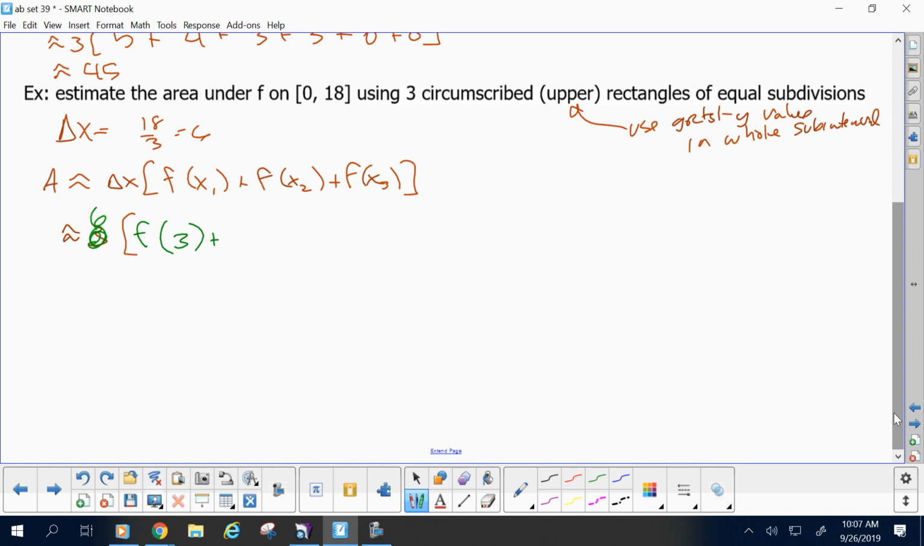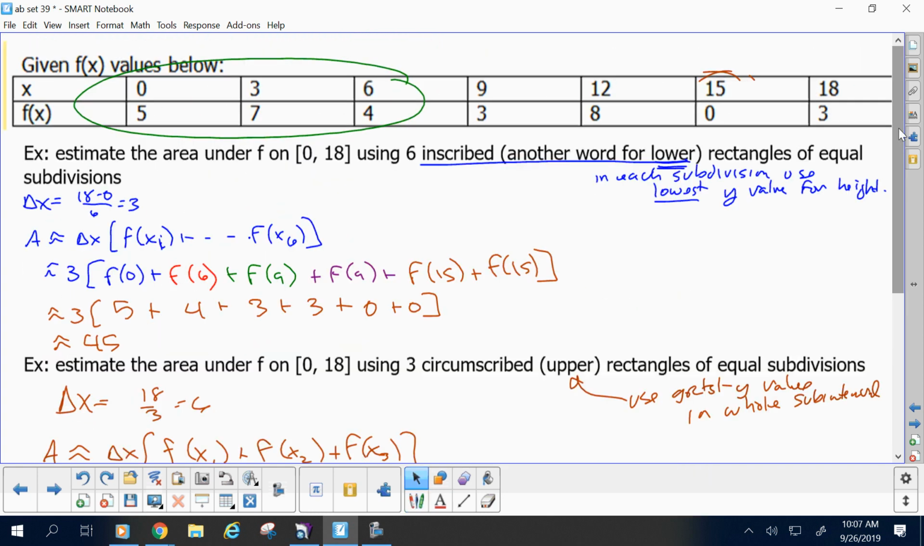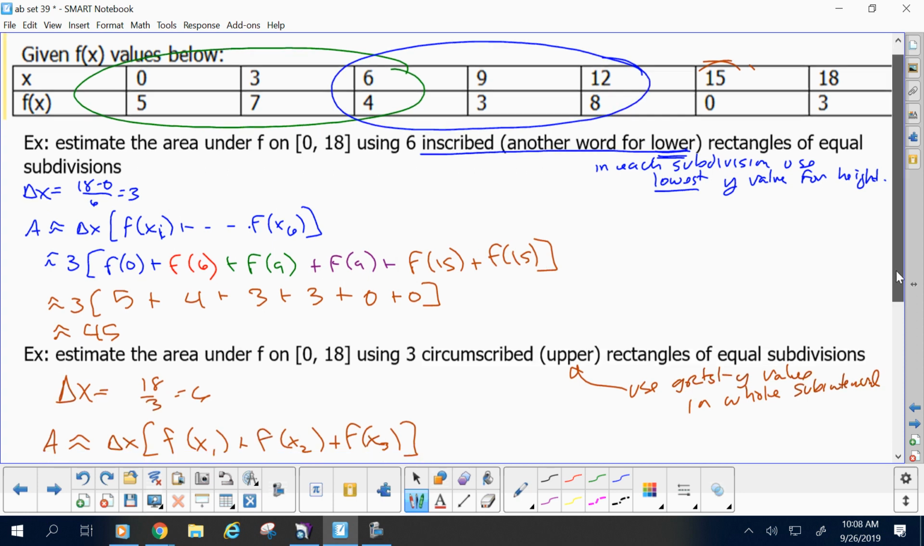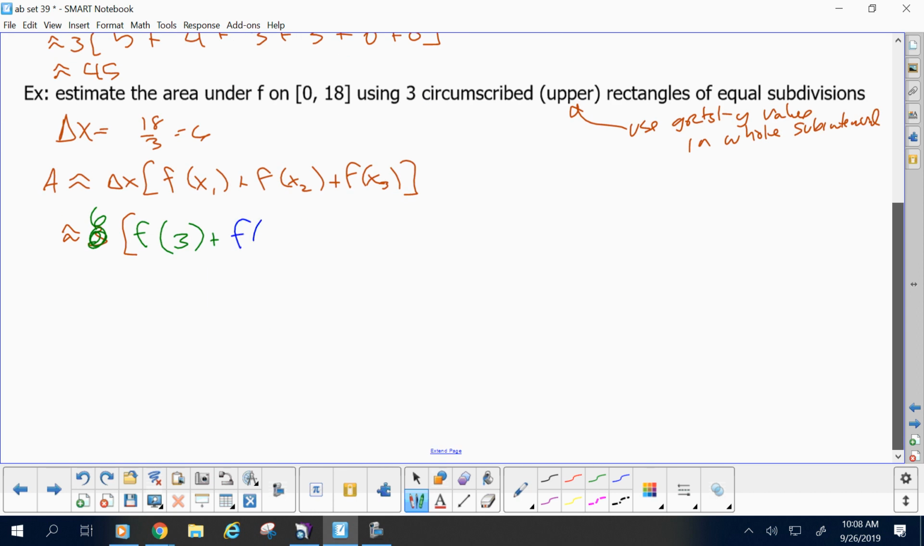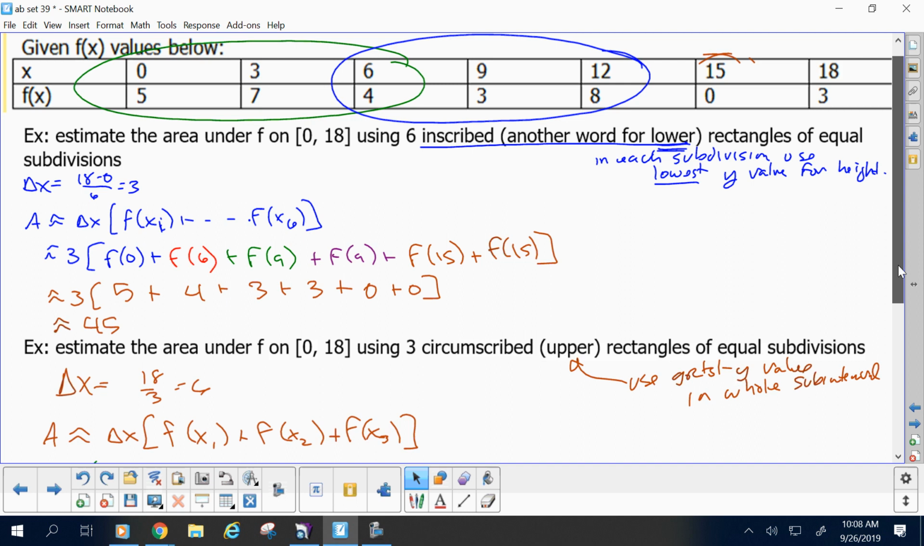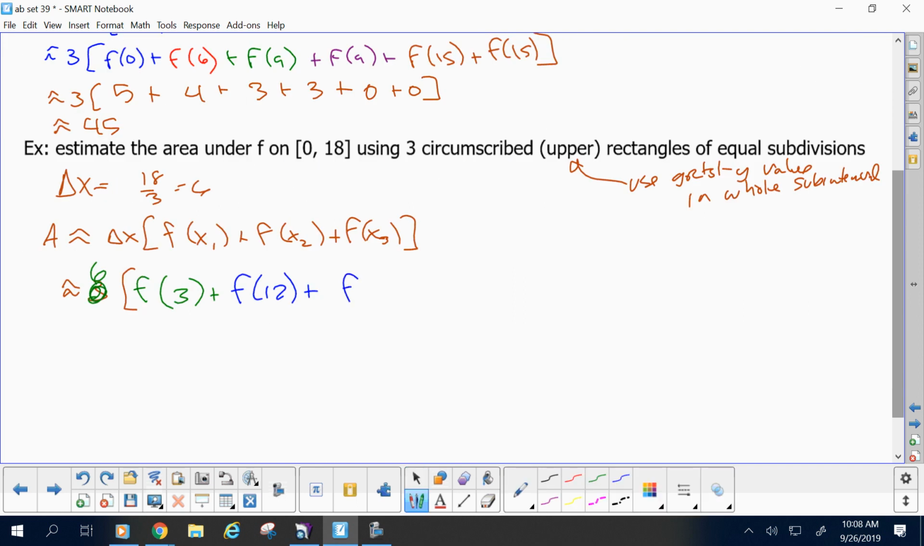Okay. The next subinterval is from 6 to 12. And I look for the greatest possible value, and in that case, it's F at 12. And the last subinterval is from 12 to 18. I'm going to use F at 12 again. All right. With that, then, my estimate is 138. I'll take your word for it. I can't see it. Yes?